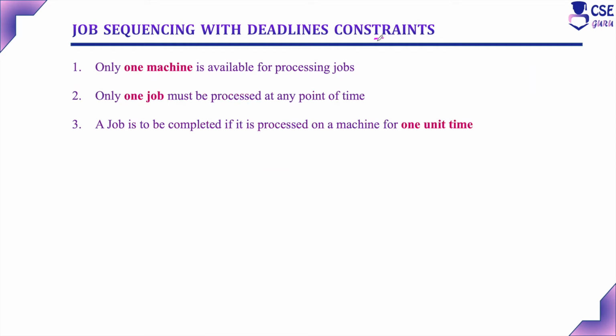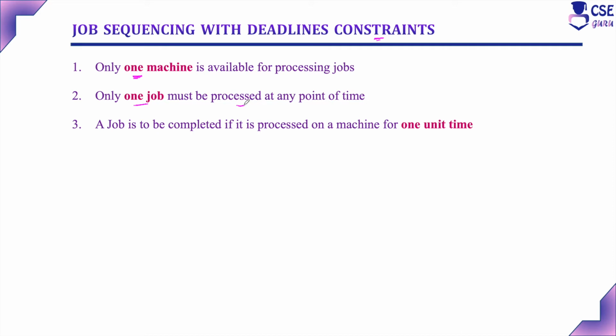There are 3 constraints for the job sequencing problem. The first constraint is only one machine is available for processing jobs. So for all the given jobs, that is n jobs, only one computer is available for executing the jobs. That is the first constraint. The second constraint is only one job must be processed at any point of time.